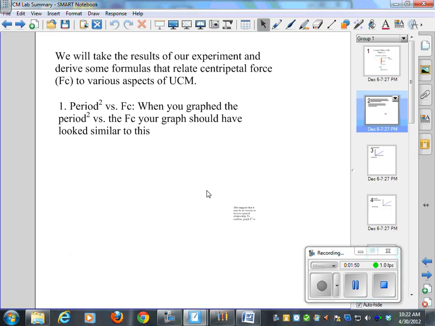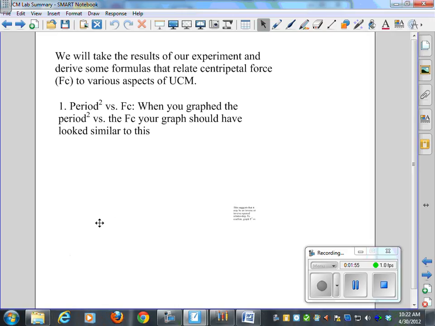What was the shape of your graph? It was like, I'm not sure what sound that makes, but that's the sound. Yeah, a ski slope. Okay, so I'm hoping that everybody kind of got that.